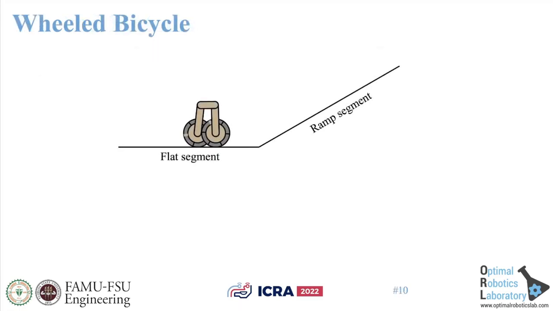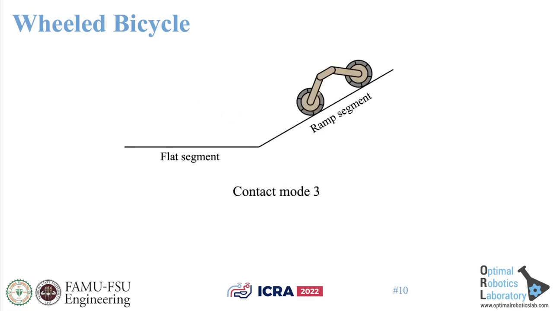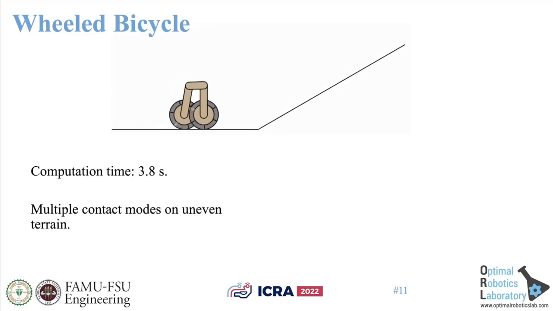This example contains uneven terrain represented by two piecewise linear terrain segments. There are three contact modes. In the first contact mode, both wheels roll on the flat segment. Then there is one wheel on each segment, and finally both wheels are on the ramp segment. This result shows that our formulation works for multiple contact modes on uneven terrain.